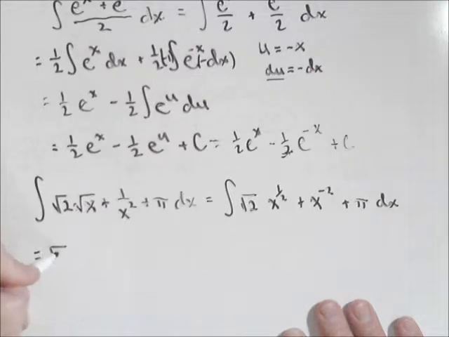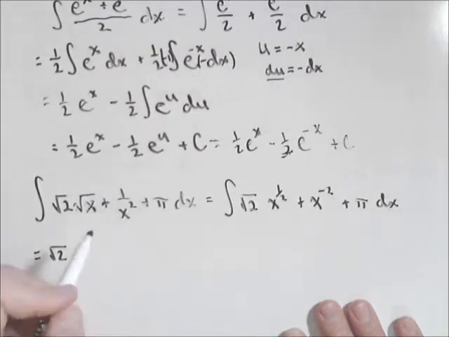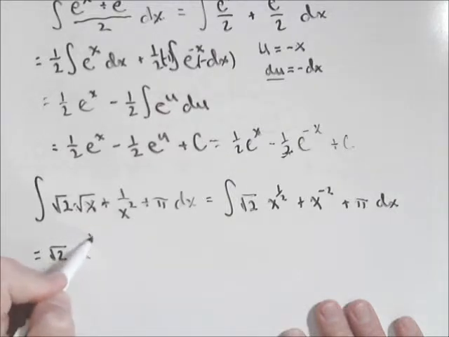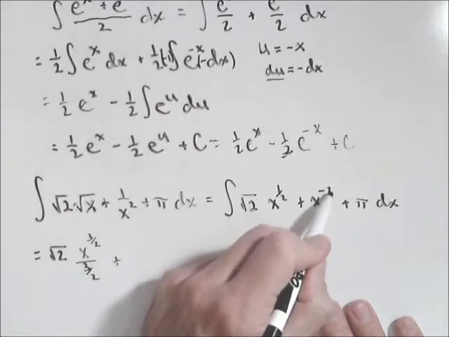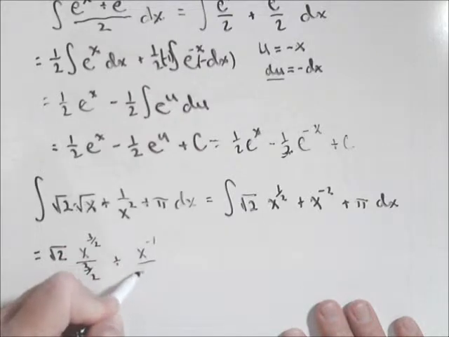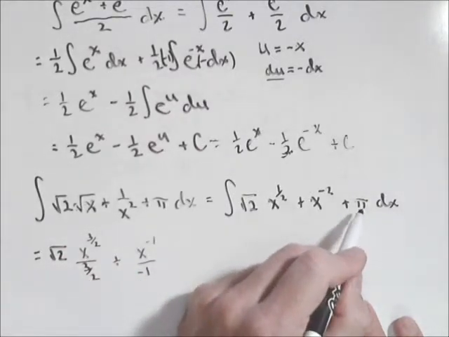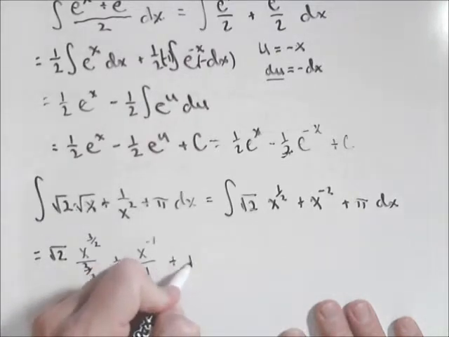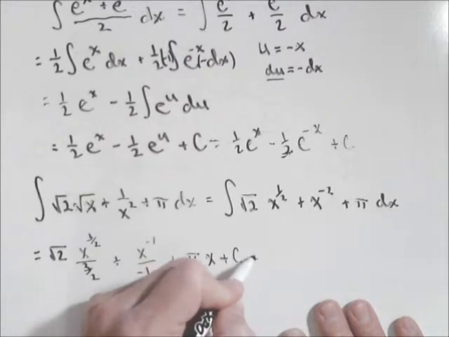So rad 2 is just a constant, so it's in my antiderivative. Increase the power by 1, divide by the new power. So x to the 3/2 over 3/2. Same thing with the next one. Add 1 to the exponent, so x to the negative first over the new exponent, -1. And this is just a constant. The antiderivative of a constant is the constant times x. So pi times x plus c.